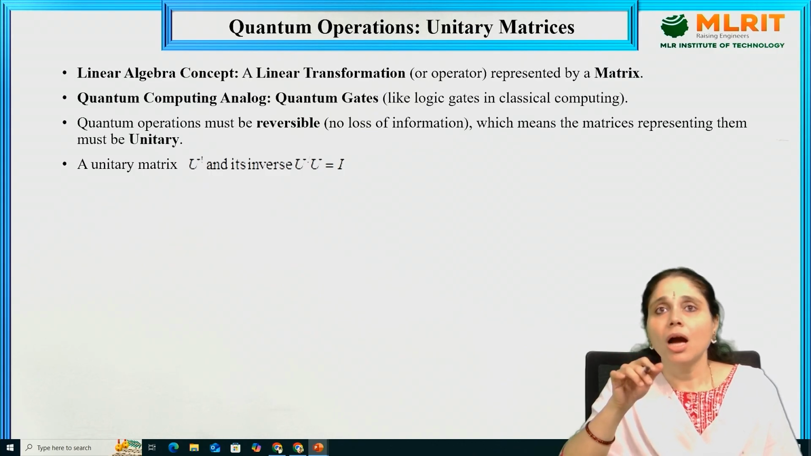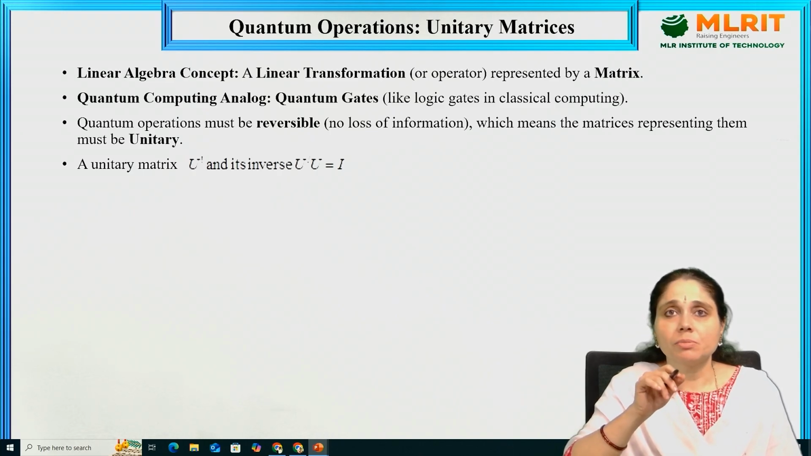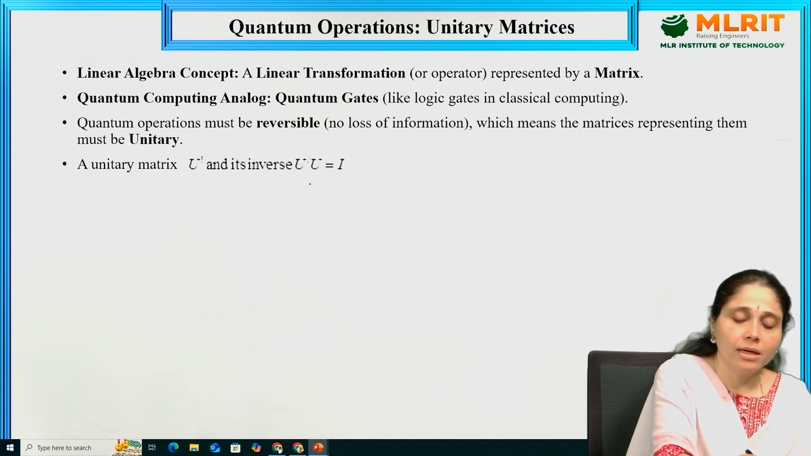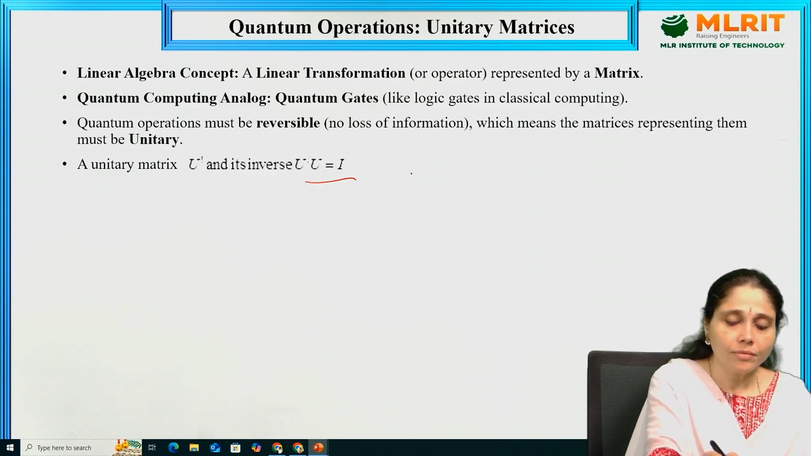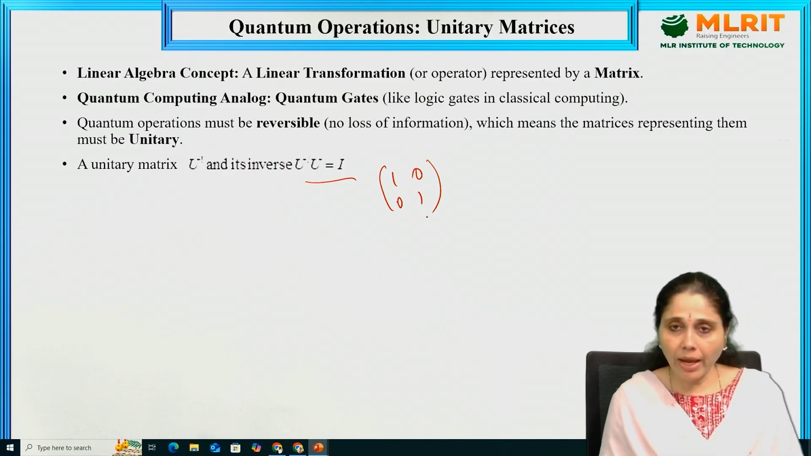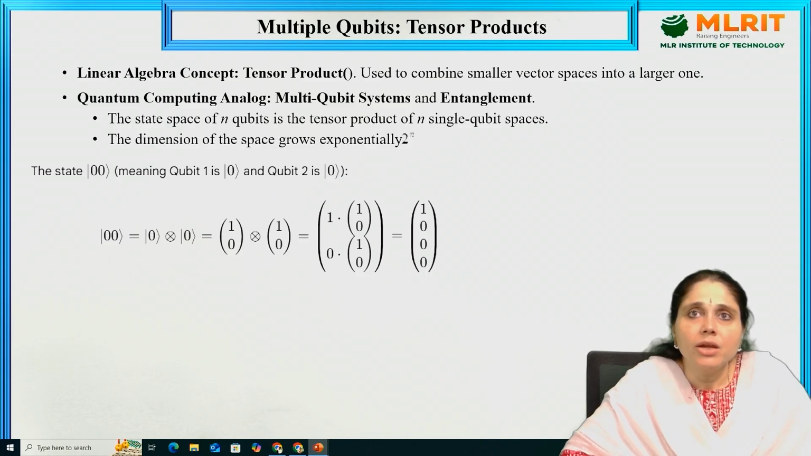Quantum computing analog: quantum gates, unlike logical gates in classical computing. They are unlike classical gates. Quantum operators must be reversible, with no loss of information, which means the matrices representing them must be unitary. For a unitary matrix, U transpose conjugate, that is U dagger, times U is equal to I. I is the 1001 identity matrix.